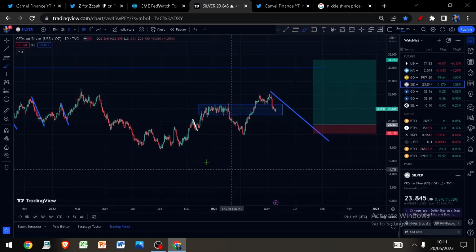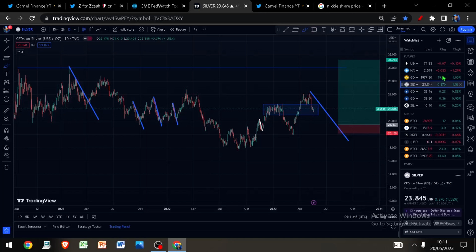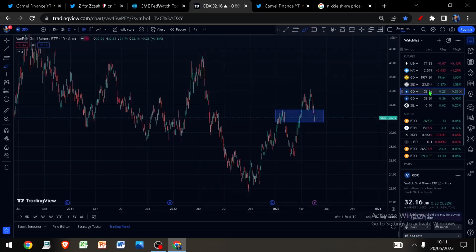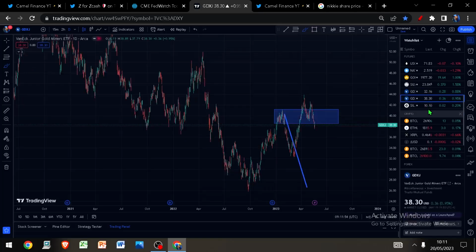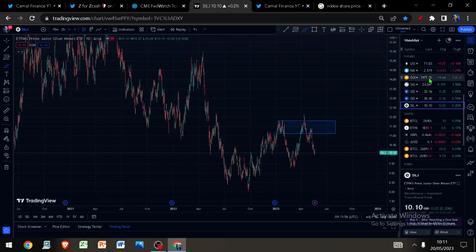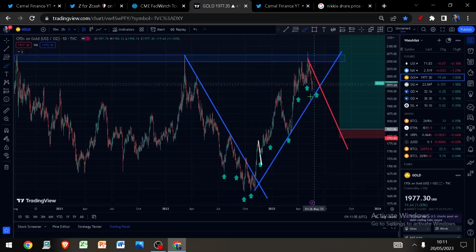Not really interested in silver or the miners until I can get a better read on gold. I don't really have a good read on gold at the moment, so I just want to stay out of the way of it until I can figure out exactly what's going on. But I am quite sure that we're going to see a good test of this upward sloping blue support line first.